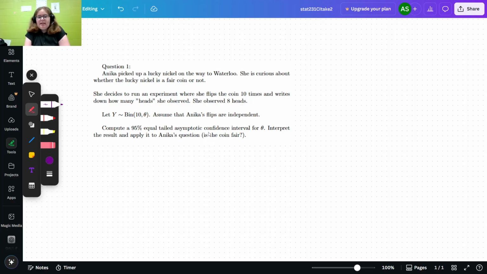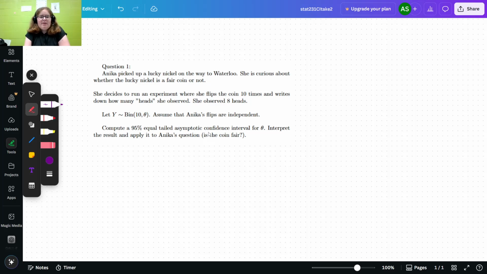We're going to assume that this is a binomial distribution, which makes sense given our context, and assume that my flips are independent. So we see that we have 10 trials, but we're not sure what theta is, aka we're defining theta as the probability of observing a head being a success in this binomial experiment. So we're asked to compute a 95% equal-tailed asymptotic confidence interval for theta. And then we want to interpret the result and apply it to my question, aka, is the coin fair?